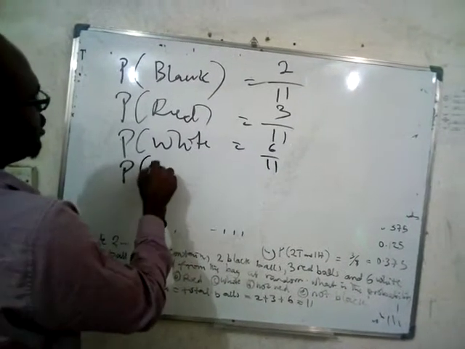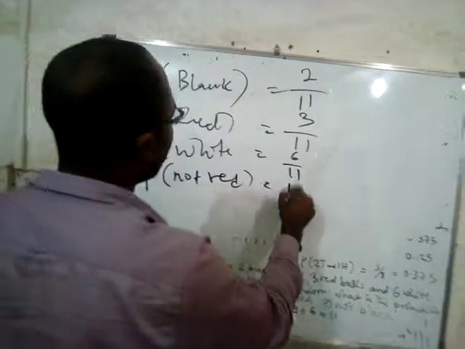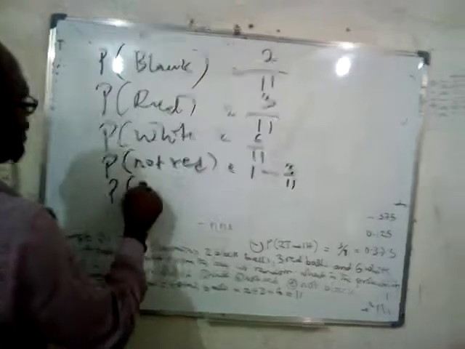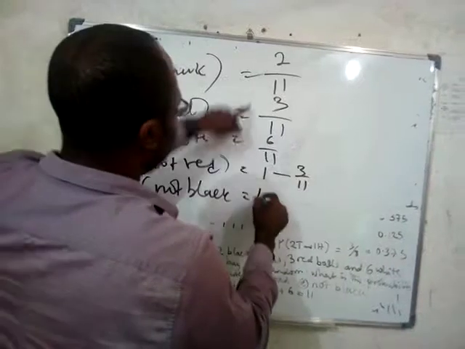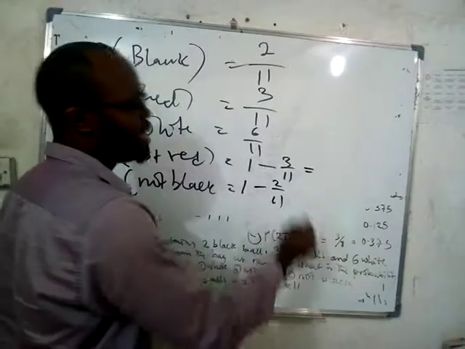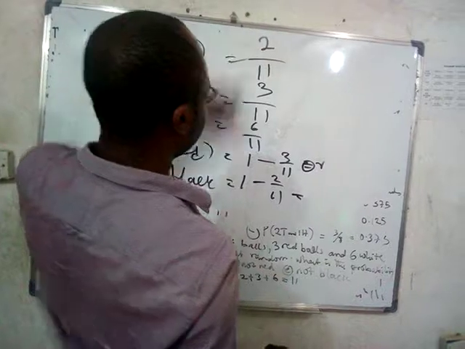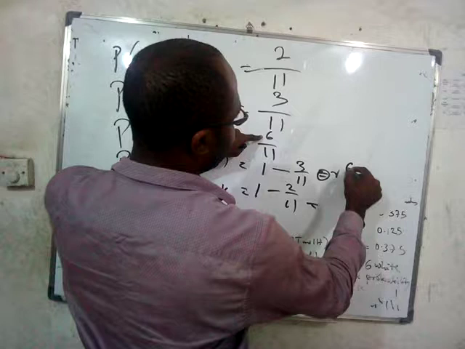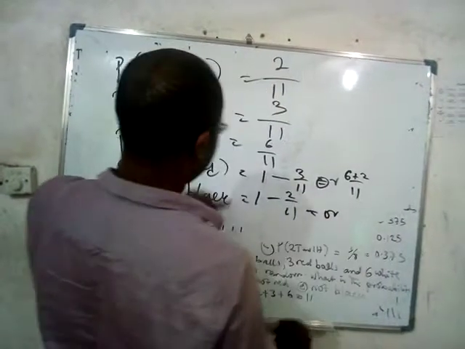Probability of getting not red will be equal to 1 minus probability of getting red. And probability of getting not black is also equal to 1 minus probability of getting black. You solve down. Or you can say it's equal to the other probabilities. Probability of not red, not red is 6 and 2. You have 6 plus 2 over 11. Or you can also say that this one is also not black.